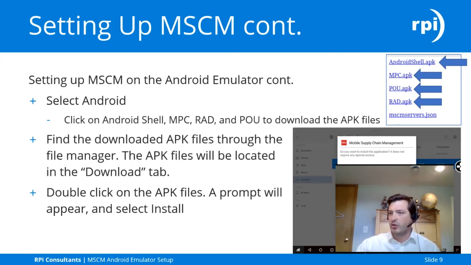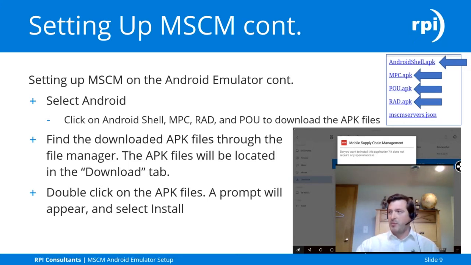Within the Installer Download tab, there are going to be many options, but in this case, we want to select Android, which will result in another tab opening up in your browser, and that will have the available APK files for us to download. Click on the Android shell, MPC, POU, and RAD APK. This will result in them downloading to the device, to the emulator.